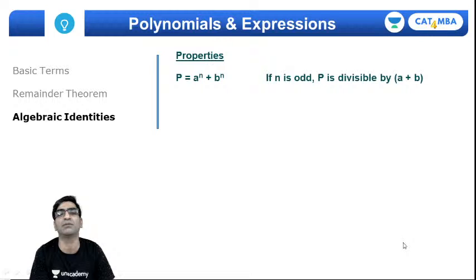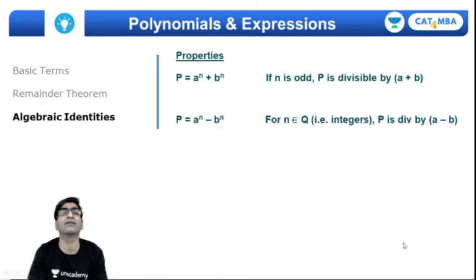Remember that. Similarly, if you have a power n minus b power n, this expression is always divisible by a minus b, obviously for integer values of n. However, if n is even, if the power is indeed even, then p is also divisible by a plus b. So a power n minus b power n can be divisible by a minus b as well as by a plus b. It will be divisible by a minus b no matter what the power is, but it will be divisible by a plus b only if the power is even. ठीक है, ये rule याद रख लेना.